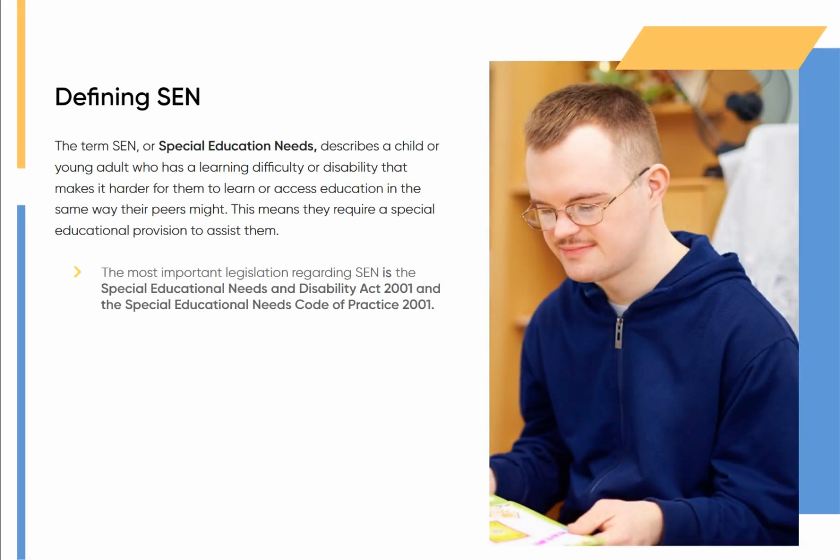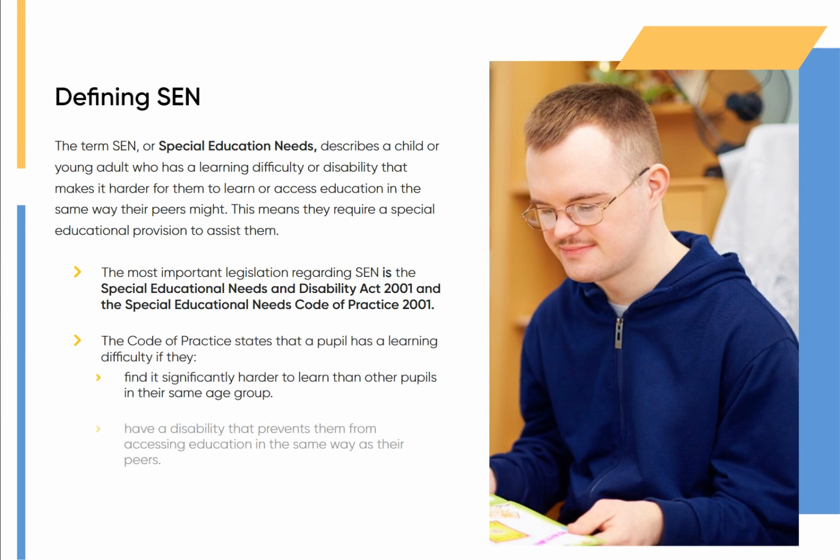Defining SEN. The term SEN, or special educational needs, describes a child or young adult who has a learning difficulty or disability that makes it harder for them to learn or access education in the same way their peers might. This means they require a special educational provision to assist them.